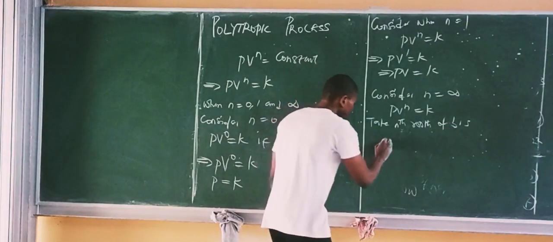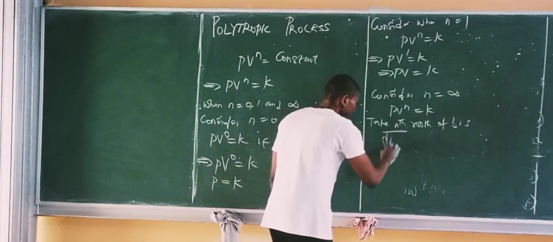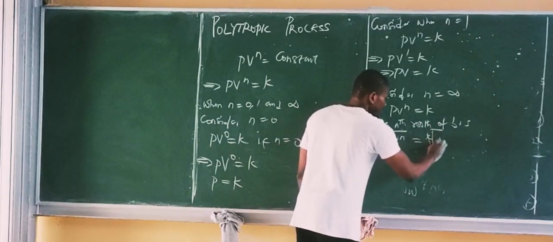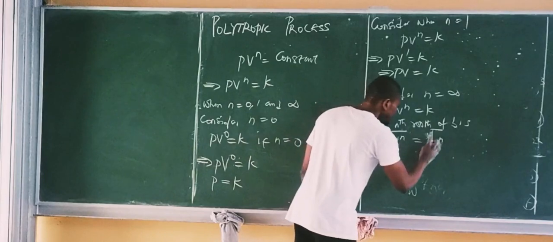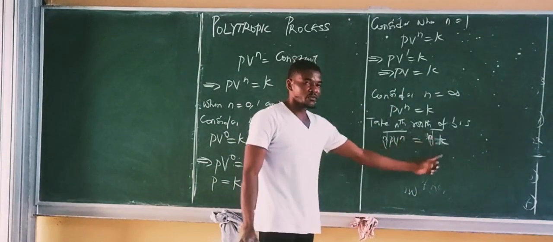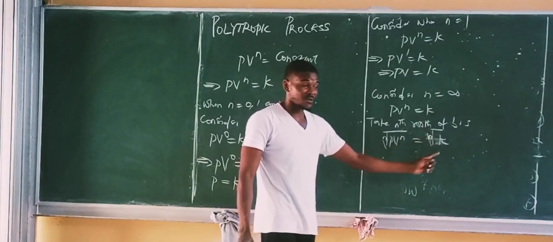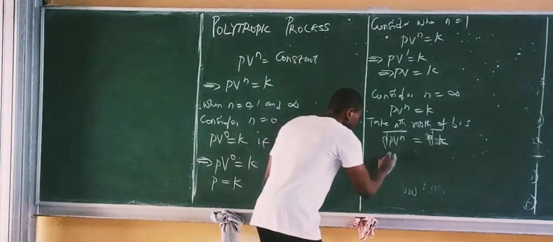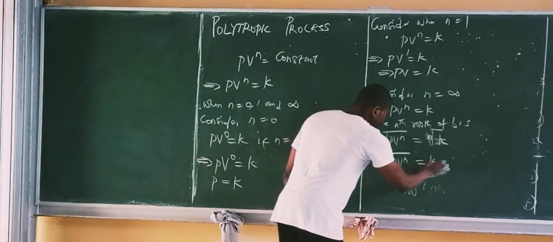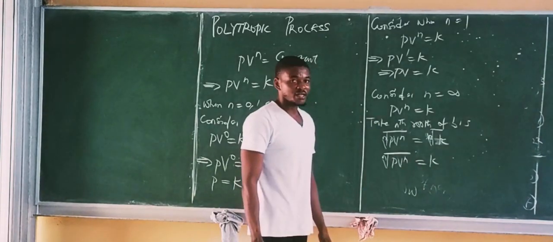We are going to have that the n-th root of PV to the power of n is equal to the n-th root of a constant K. And of course, the n-th root of a constant K still remains a constant. So we have the n-th root of PV to the power of n is equal to K. The n-th root of a constant remains a constant.